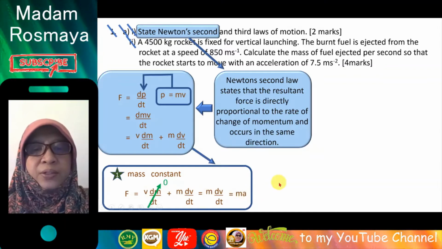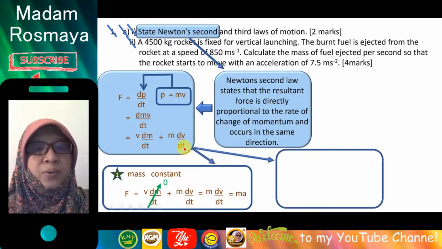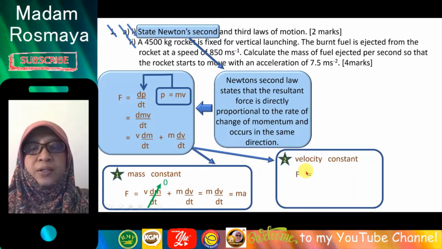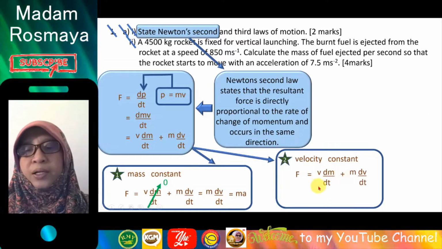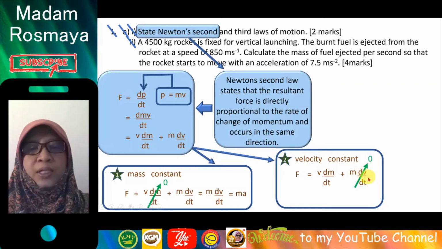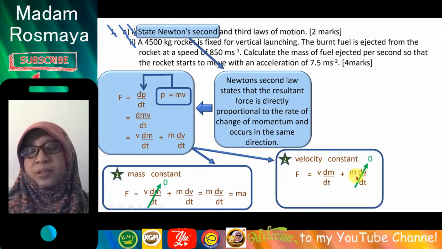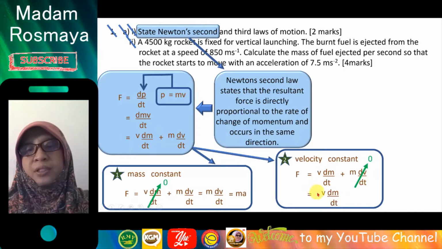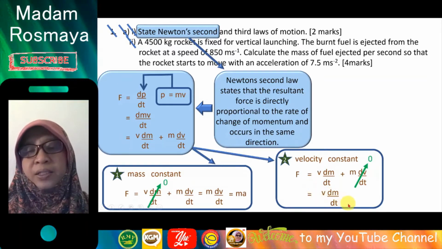The second situation is where the velocity is constant. If the velocity is constant, F equals v dm by dt, and the other term equals 0 because there is no change in velocity. So the equation becomes resultant force equals v dm by dt.